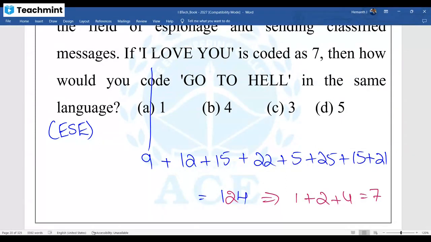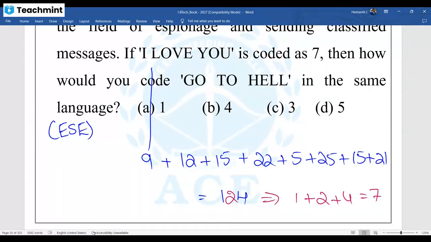This logic we already discussed. For the base case 63, 6 plus 3, 9. We discussed already converting into a single digit, like we call lucky number. The same logic here. They added all values, they got 124. They want a single digit. 1 plus 2 plus 4 is 7.